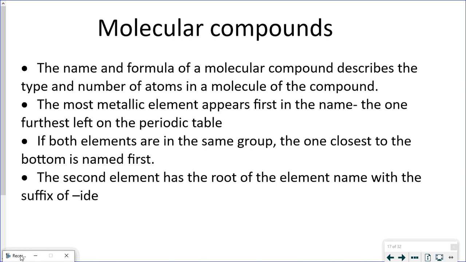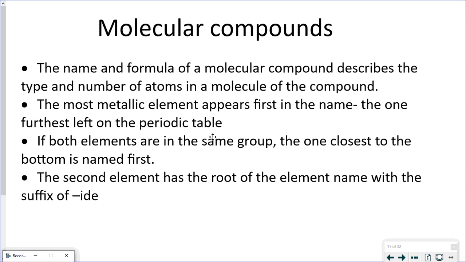In this video, we're going to be looking at how to name molecular compounds and how to name hydrates. So remember, molecular compounds are going to be between two substances that are both non-metals. So these are in that top right part of your periodic table. So the formula and name of a molecular compound are going to describe the type of atoms present and the number of atoms present in the compound.